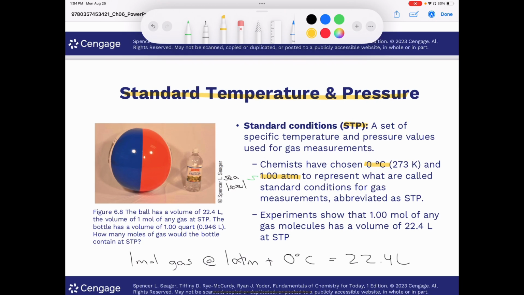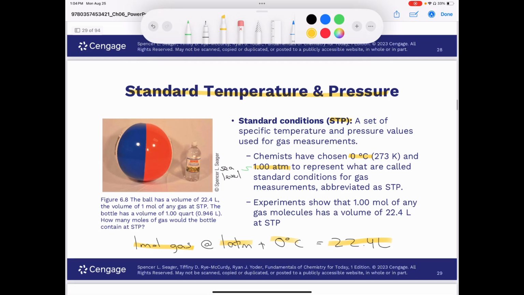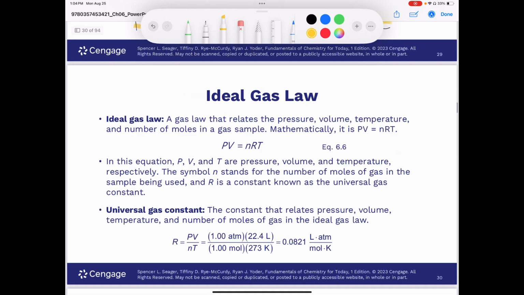So again, repeating myself, if you have 1 mole of any gas, doesn't matter what it is, at standard pressure and standard temperature, it always takes up 22.4 liters, always. And so, with that knowledge, that 1 mole of gas at 1 atmosphere and 0 degrees Celsius, or 273 Kelvin, always has a volume of 22.4 liters.